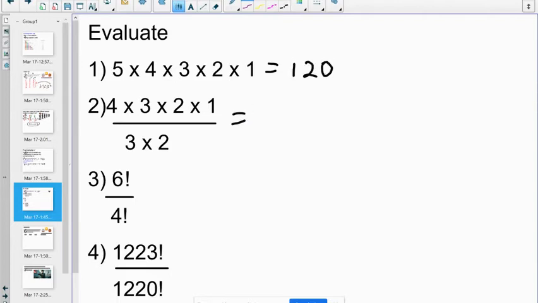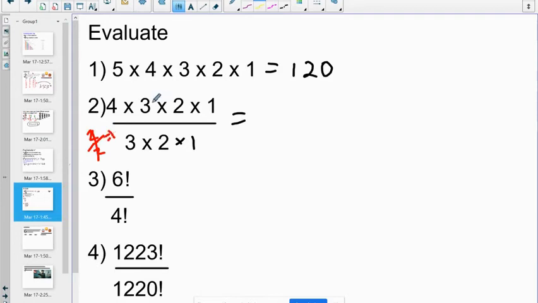Now here, it looks like it's 4 factorial over 3 factorial. But before you go and type all this into your calculator, I'm going to teach you a little shortcut. Remember how you have the same numbers on the top and the bottom of your fraction? Like, for instance, if it's 2 over 2, it just simplifies to equal 1, because if you divide anything by itself, it's just 1.